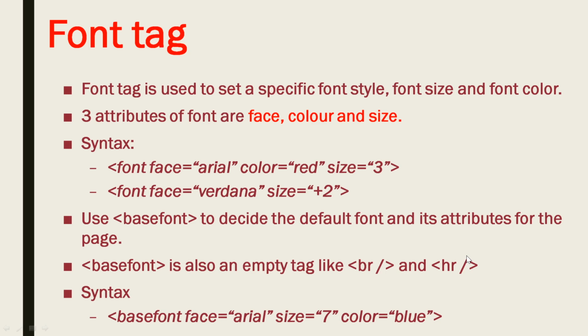Now we will cover the font tag. The font tag defines font size, font color and font face in the HTML document. Here you can use three attributes of the font tag, that is face, color and size. The size attribute of the font tag is used to adjust the size of the text in the HTML document. The range of font size in HTML is from 1 to 7. Even though you write 28 pixel or 30 pixel, the maximum size is 7, so it will take that only. The default font size is 3.